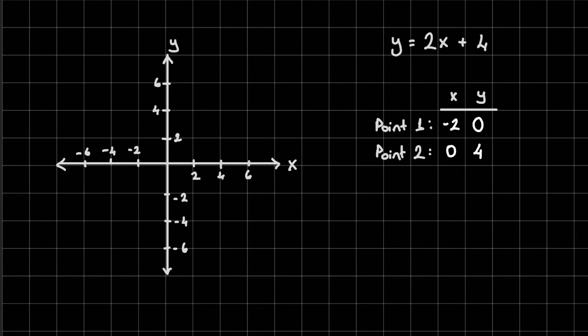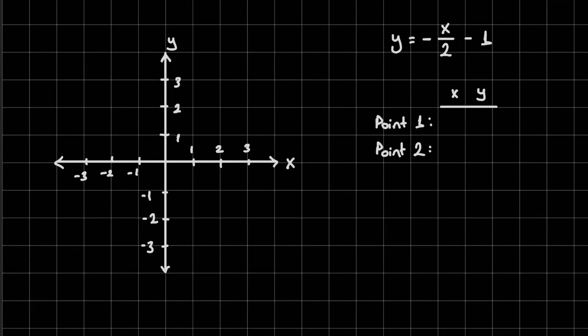So let me show these points in the coordinate system again. First point is minus 2, 0, so it's here. And the second point is 0, 4, and that's here. Okay, what we are going to do is we are going to draw a line that passes through these points. So this is the y equals 2x plus 4 line. Very simple. So now let's move on to our next example.